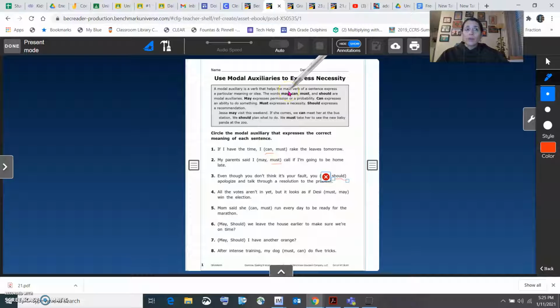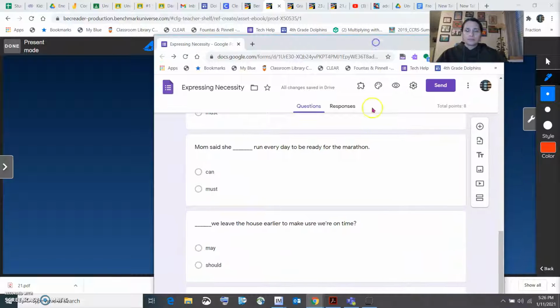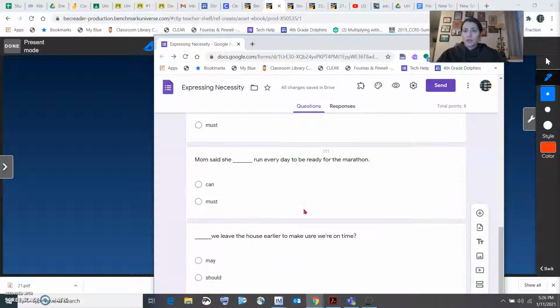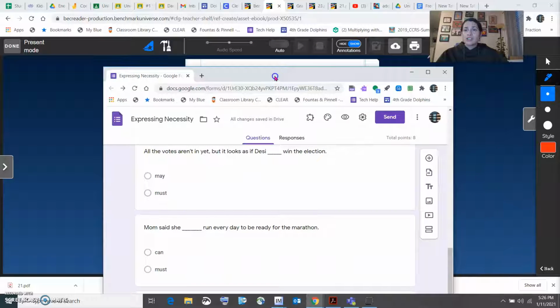Now, your Google form that you're going to do, you are just picking can't, or whatever your two choices are, you are picking the one that makes the most sense. So this is what it looks like. So you just pick whichever one you think makes the most sense. There's 8 of them, and you have 2 choices. So that's your first assignment.